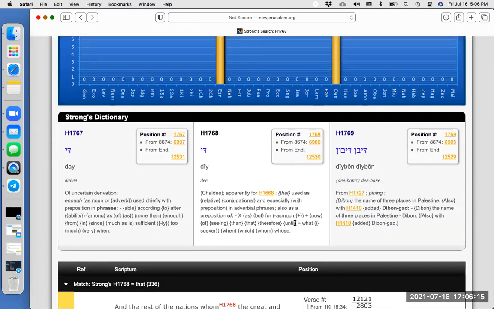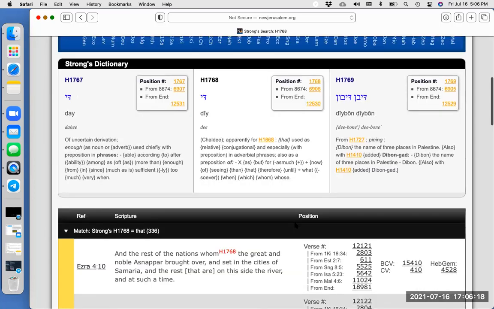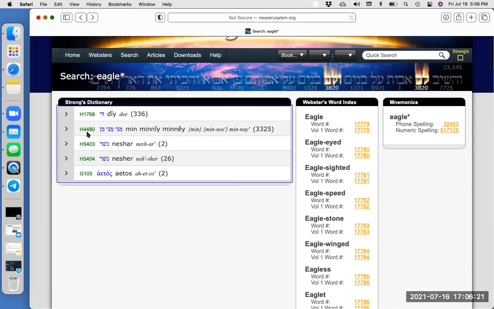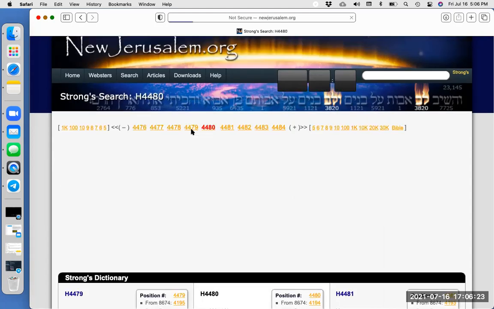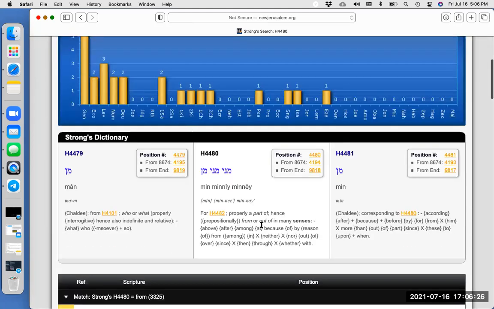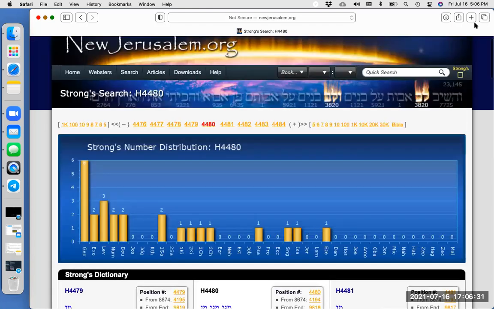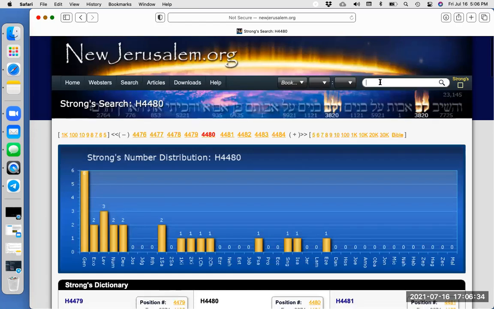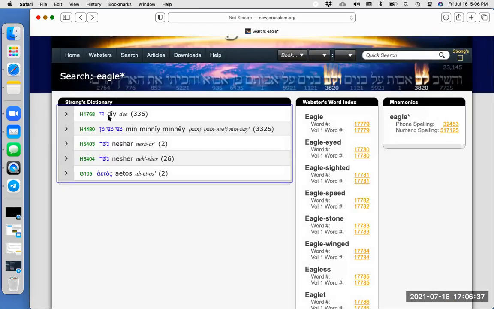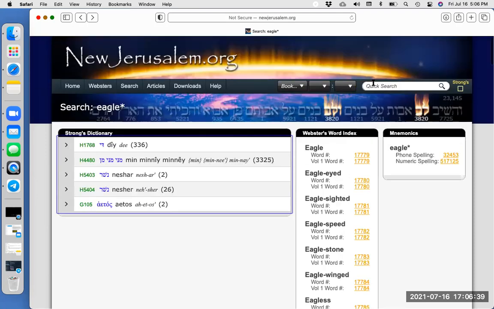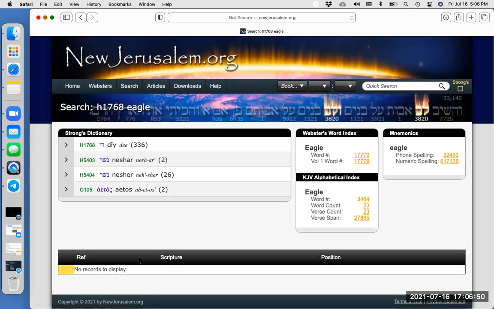Yeah, it's not the eagle itself at all. Isn't that weird? Not the eagle itself at all. Let's look at this one. I don't think it is either. I wonder if they ever translate that as eagle. If you want to know if they ever translate these numbers as eagle, you go like this. You put the number in, H1768 eagle. That's what you do, and it'll say no, it never translates it as eagle. Isn't that strange? I've never seen that before.